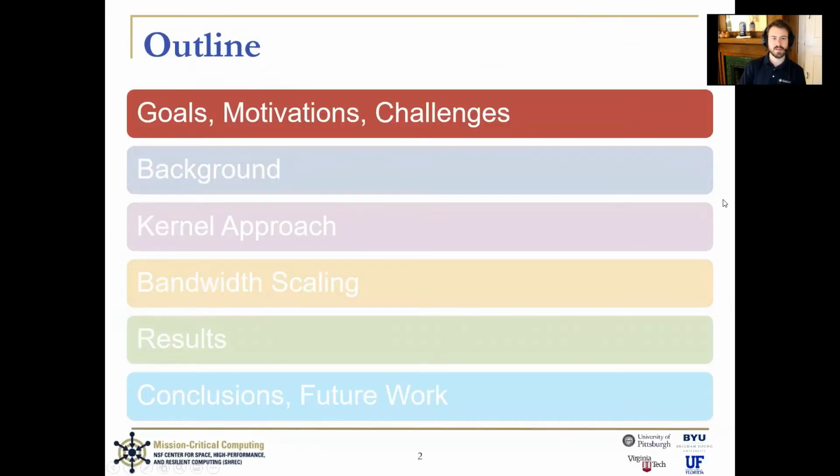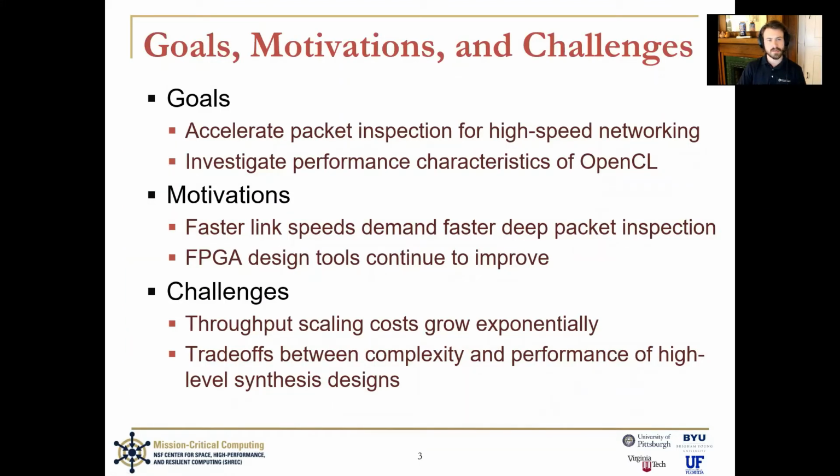First, I want to discuss the goals, motivations, and challenges for this project. The goals: we want to accelerate packet inspection for high-speed networking. We also want to investigate the performance characteristics of OpenCL on FPGAs. This is motivated because faster link speeds demand faster deep packet inspection. Enterprises often use 10 gig Ethernet connections, and even faster 100 gig Ethernet connections are not out of the realm of possibility. Also, FPGA design tools continue to improve. Benchmarking these tools is a good way to understand how they're changing.